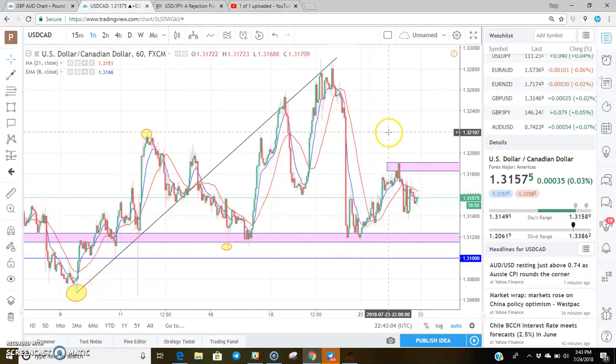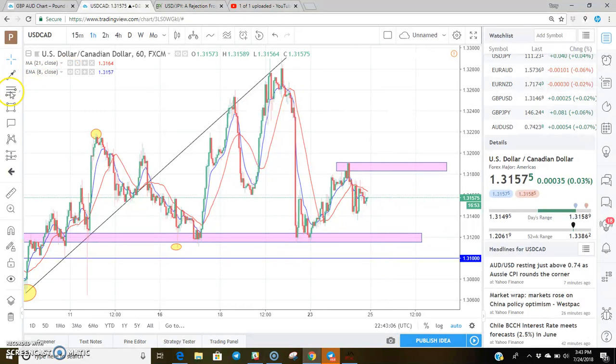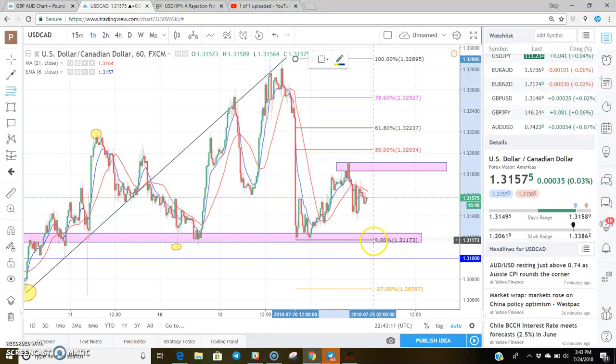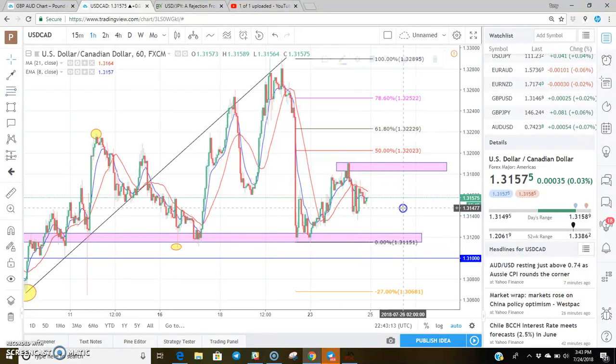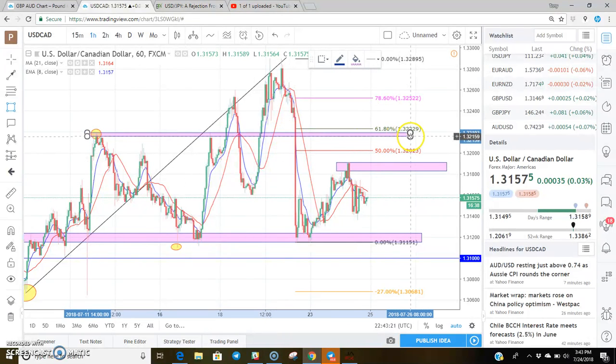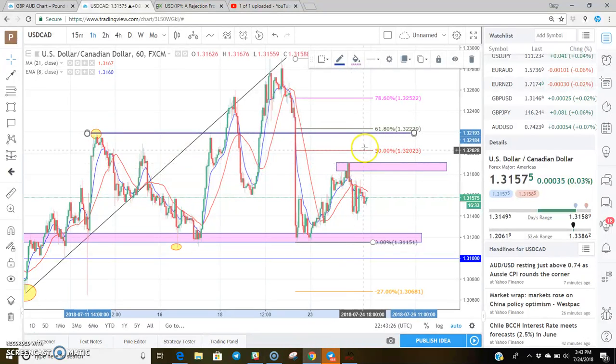But I also see that price did not really come up to test these zones as well. You've got to also understand that this high sitting right there, which will also basically line up with 61.8, has never been breached.